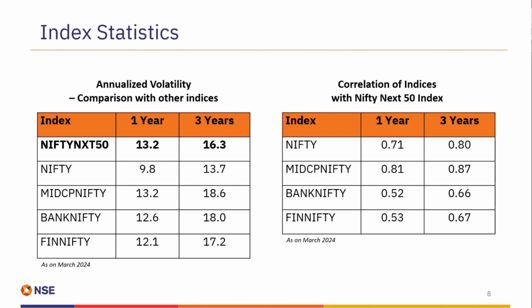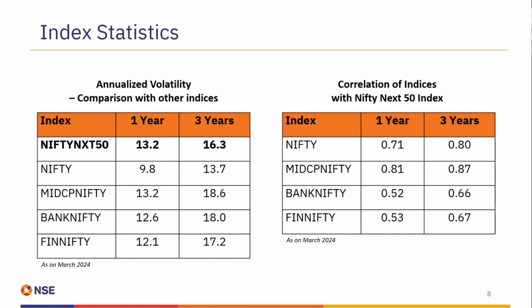As you can see in the 3 year period, the mid cap Nifty volatility has been 18% and upwards. As compared to the sectoral indices, which are Bank Nifty and Fin Nifty, the volatility this year has been higher in the Nifty Next 50. But as you can see on the screen, it has been lower when compared to the 3 year period. One of the reasons for this can be that Nifty Next 50 has a lower financial services sector weightage as compared to Nifty or any other index.